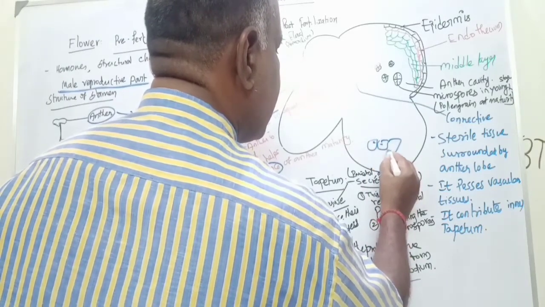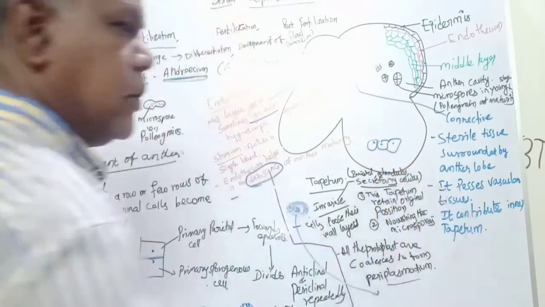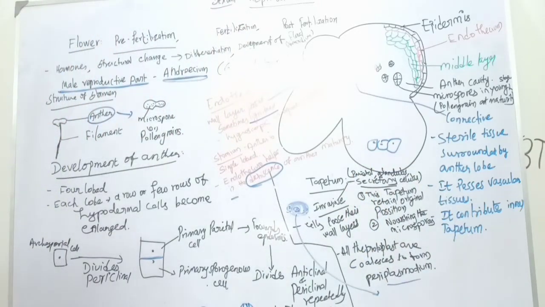Like this, original position. It gives the nourishment to the microspore. That is a tapetum wall layer. Okay, secretory tapetum and invasive tapetum. Okay, next one, anther lobe or anther cavity.